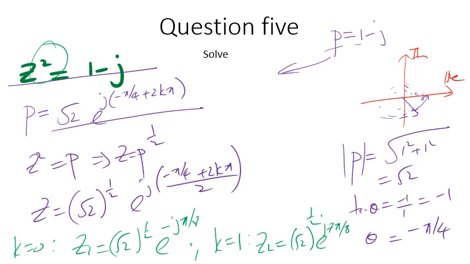And you can present this in polar form. Polar form, this will be nothing more than root 2 to the power half cos of pi by 8 minus j sine of pi by 8, because there's a minus sign over there. This one will be root 2 to the power half into cos of 7 pi by 8 plus j sine of 7 pi by 8. Awesome.